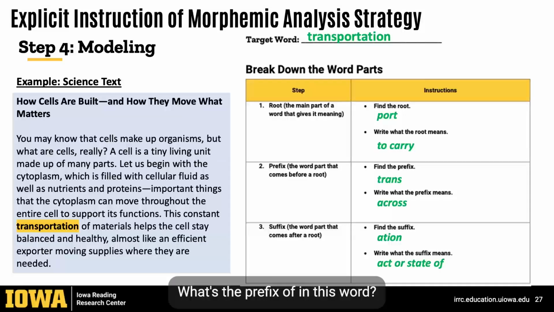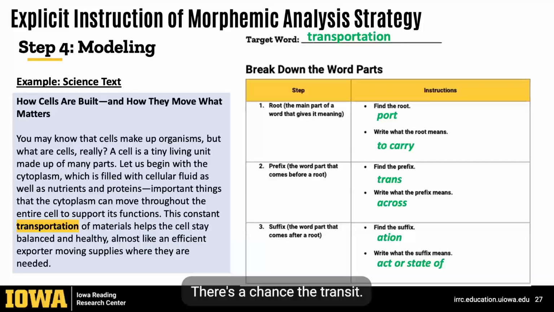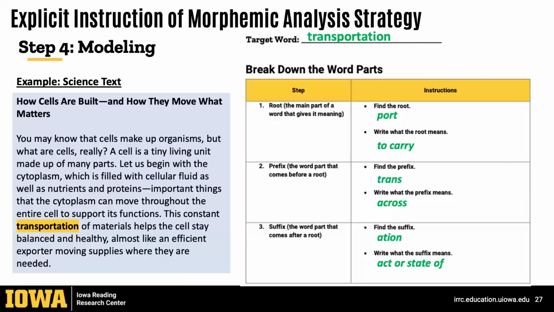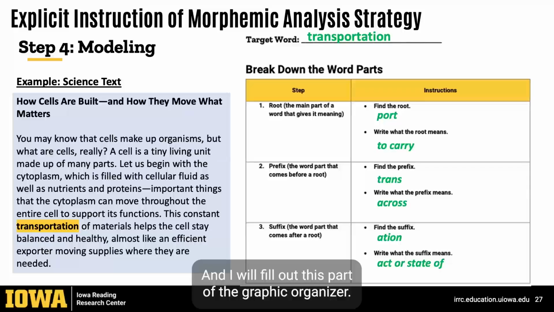What's the prefix in this word, transportation? The prefix, which comes before the root, is trans. What does trans mean? Trans means across. I will write the prefix trans and the meaning across. Then next comes the suffix. I will find the suffix. What's the suffix in this word? It comes after the root. It's -ation. What does -ation mean? It means act or state of, and I will fill out this part of the graphic organizer.